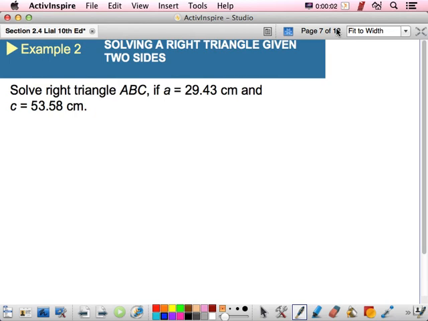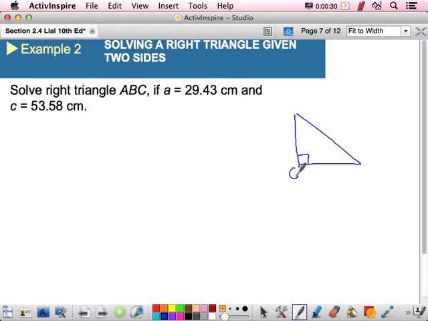We're going to solve the right triangle ABC if we know that side little a equals 29.43 and little c is 53.58. So this is a little different because we weren't given a side and an angle, we were given two sides. Now interestingly enough, you have to be given at least one side or you can't solve it. But I'll always give you information that will allow you to solve it, so you don't have to worry about that. All right, so let's see what we have here.